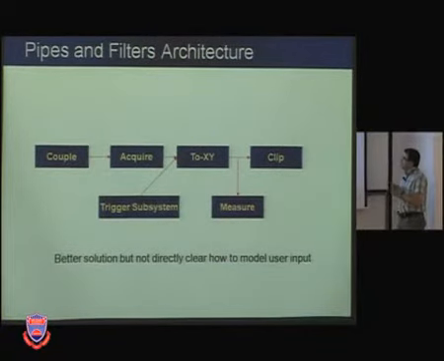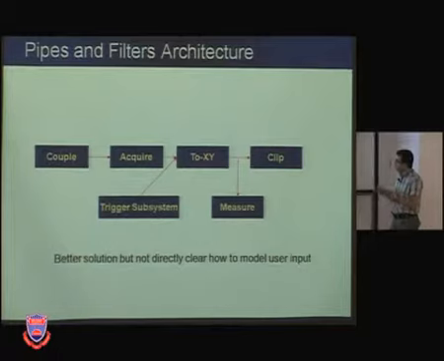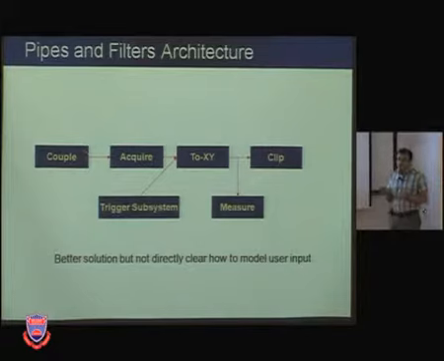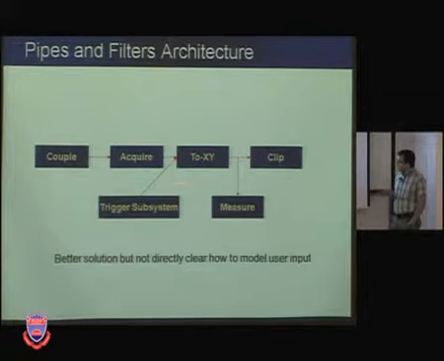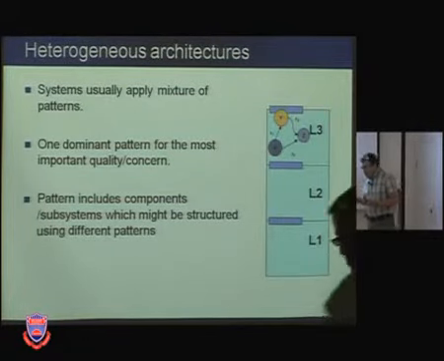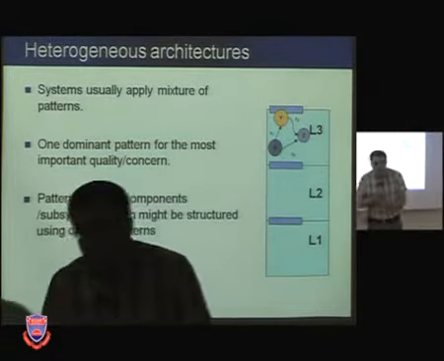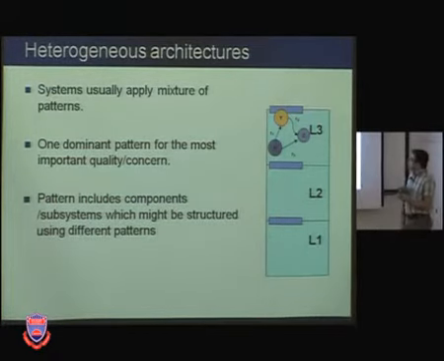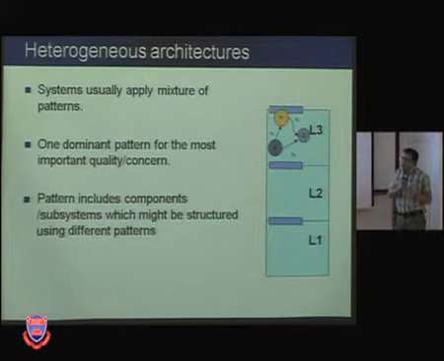You could say I'm going to go for a pipes and filters architecture, where I have different filters, which are processing units, as we said. You combine them and define some configuration. This appears as a better solution, but here it's not directly clear how to model the user input. So you have to reason about this. What do you want to do? What are the limitations of the patterns? So it's not trivial to select one pattern.